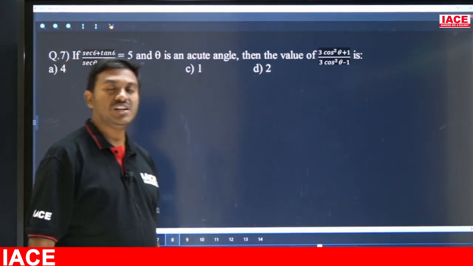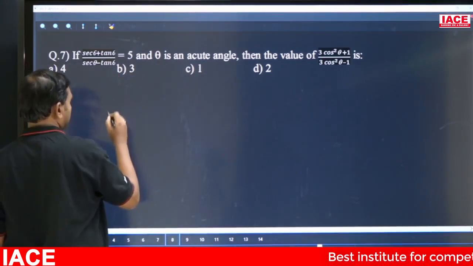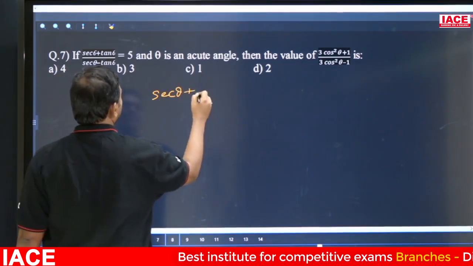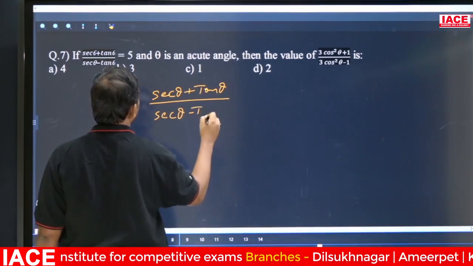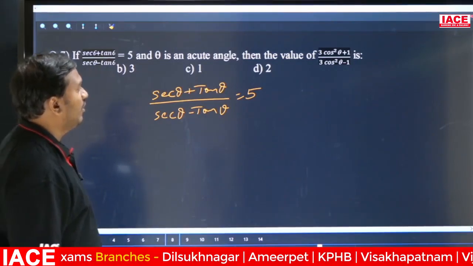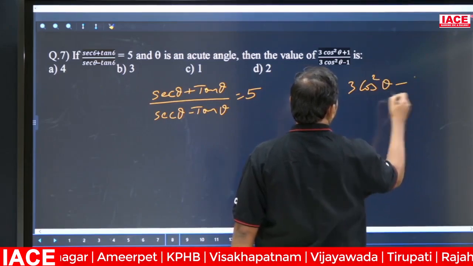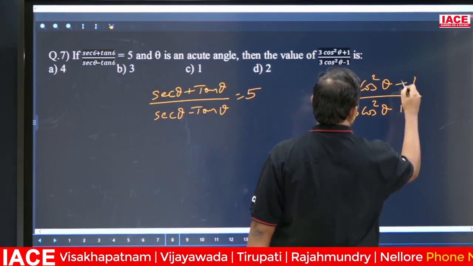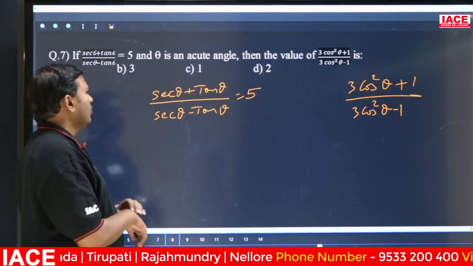Then question number 7. Now this is the question related to trigonometry, right? What is given? Secant theta plus tan theta by secant theta minus tan theta is 5. That is the value given. Then find the value of 3 cos squared theta plus 1 by 3 cos squared theta minus 1. So this value we have to find. Very simple. One thing, you have to go for cross multiplication.